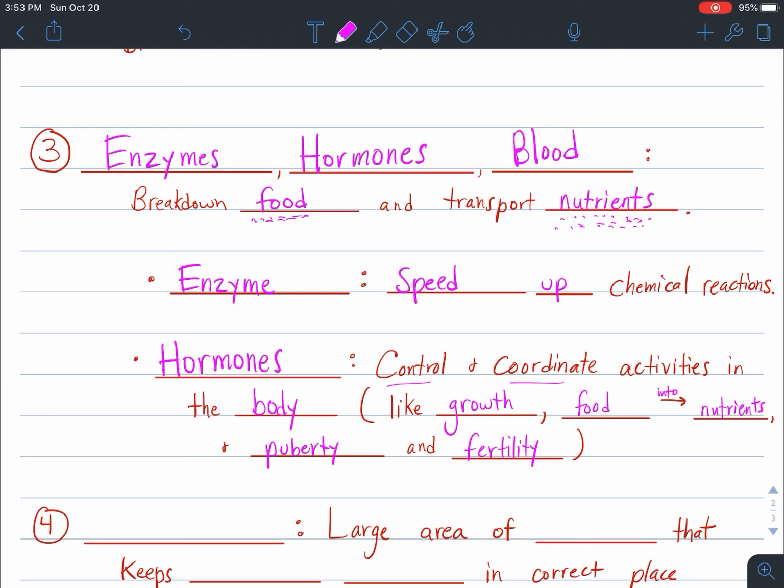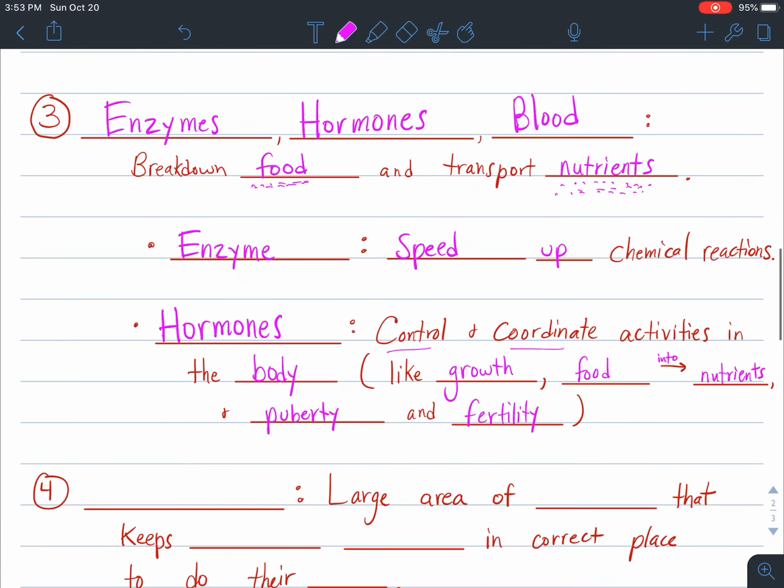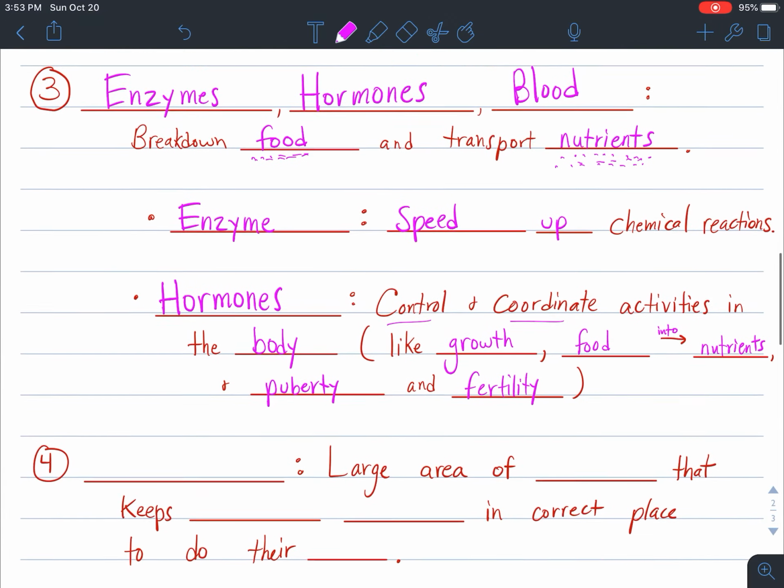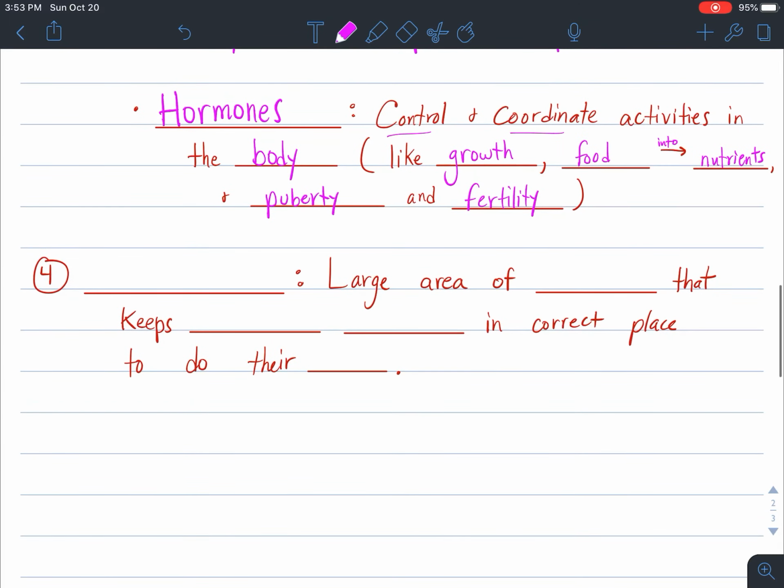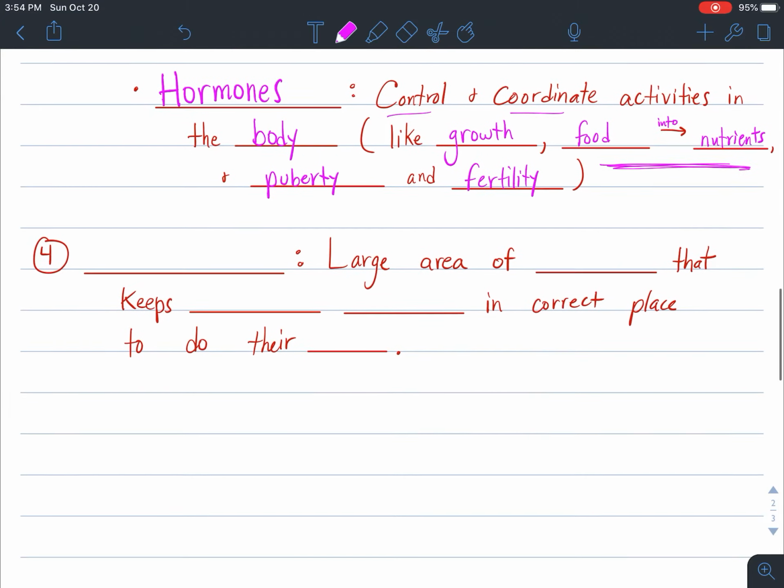So that's the difference between an enzyme and a hormone. Enzymes just speed up chemical reactions, and hormones are like orchestrators, and they control and coordinate those activities in our body, like growing, turning our food into nutrients, or digestion, and then also puberty and fertility. There's a lot of different types of hormones in our body that each are responsible for those different things. In this unit, we'll be more focused on the ones related to digestion, turning our food into nutrients. Now, I said there's 4 components.